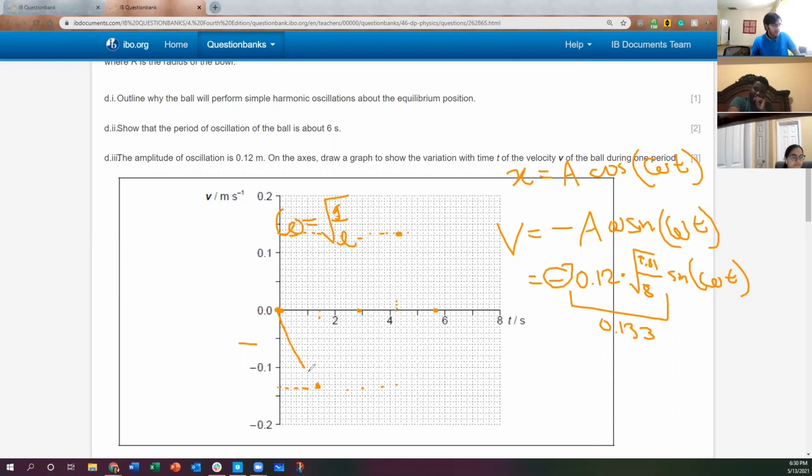Now it's going to look like this. You would want to make it more smooth. I know I'm drawing on the computer, but that's what it would look like. Okay, so let's now look at the mark scheme and see what they said. Does this make sense, what we did here? We're using the formula for velocity, and then we're just doing some math and graphing it.